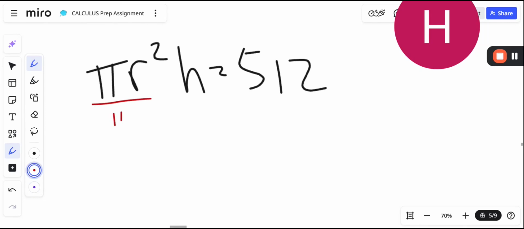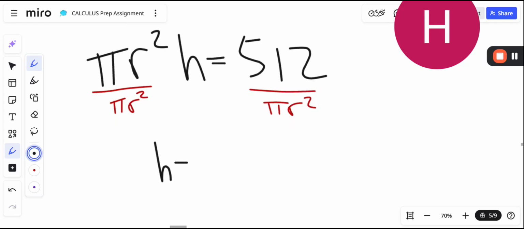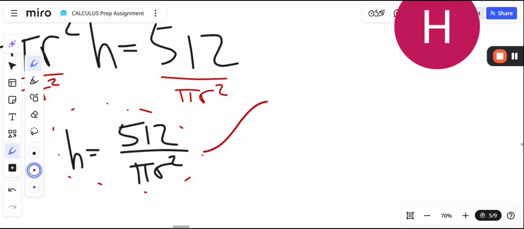We're going to divide both sides of this constraint equation by pi r squared. Sorry, if that doesn't look like an equal sign, I don't blame you. Because it doesn't look like an equal sign. That looks more like an equal sign. This is going to be 512 over pi r squared. Beautiful.